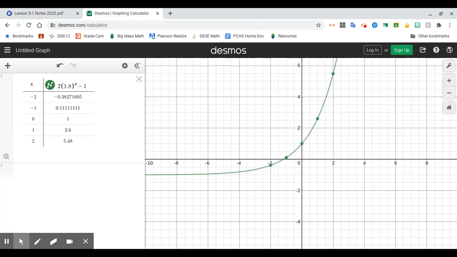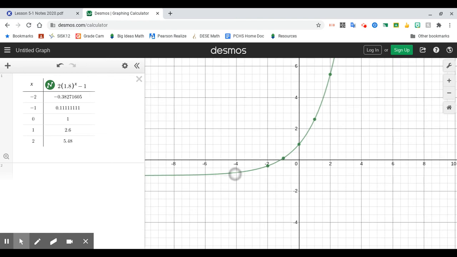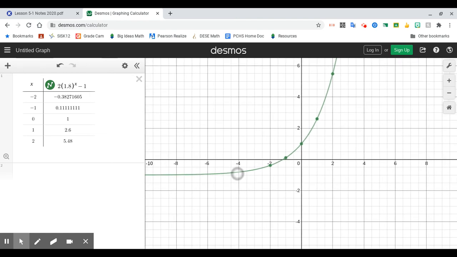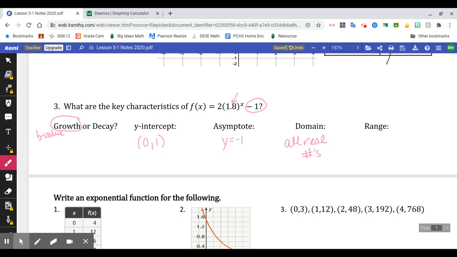And then my range is my y values, and it can't go past this bottom line down here, which would be negative 1. That's your asymptote. So my y range is y is greater than negative 1. Okay? All right. So that's looking at the characteristics of an actual exponential function.